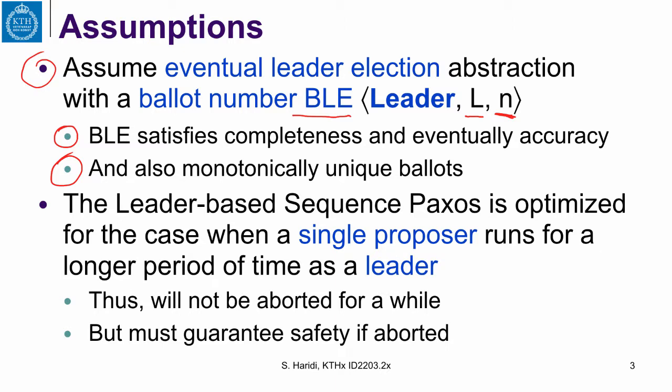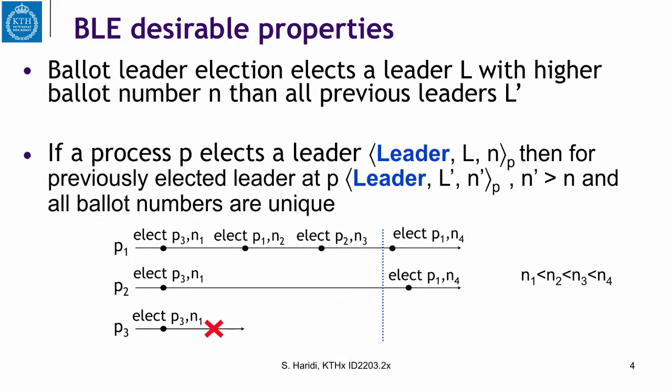So a leader-based sequence Paxos will be optimized for the case when a single proposer runs for a longer period of time as a leader. Thus, it will not be aborted for a while, and it always guarantees safety even if it is aborted. So let us look at the desirable features of a ballot-based leader election algorithm. A ballot leader election elects a leader L with higher ballot number N than all previous leaders L prime.